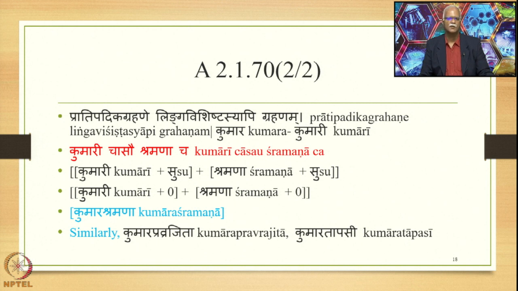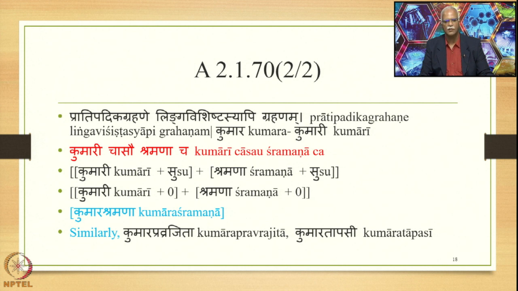And so now the samasa will happen. So Kumari plus Su plus Shramana plus Su, this is the Alaukika Vigraha. Now samasa saudhnya takes place, Pratipadika saudhnya takes place. Then Supodhatu Pratipadika Yoho applies and the sup gets deleted. So we have Kumari plus zero plus Shramana plus zero. And so we have Kumari Shramana. And then finally, we also apply the Pumvat Bhava, where Kumari is taken back to the Pratipadika form. And so we have Kumara Shramana.